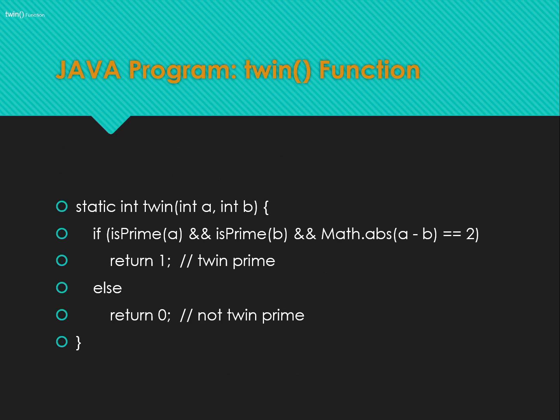The twin function uses our earlier isPrime function to check both numbers. It first verifies that both numbers are prime. Then, it checks whether their absolute difference is exactly 2. If both conditions are true, the numbers form a twin prime pair, and the function returns 1. Otherwise, it returns 0, indicating they are not twin primes. This function encapsulates our complete logic in a compact and reusable way.